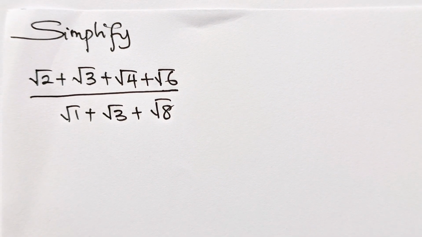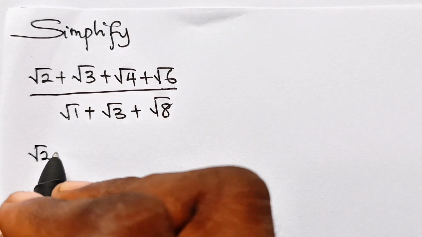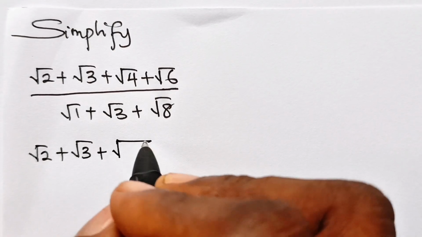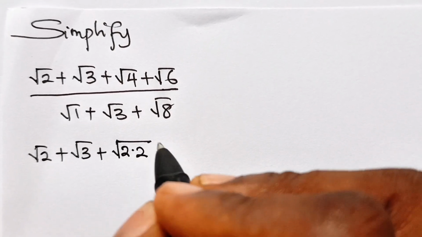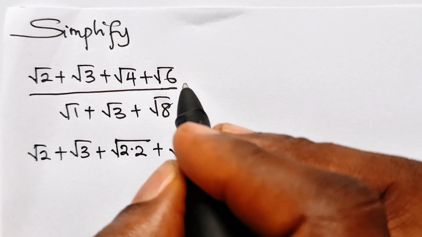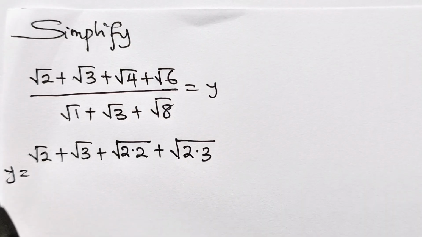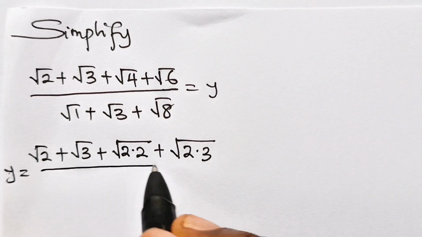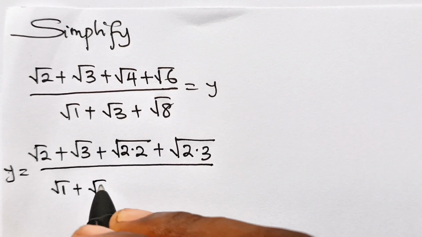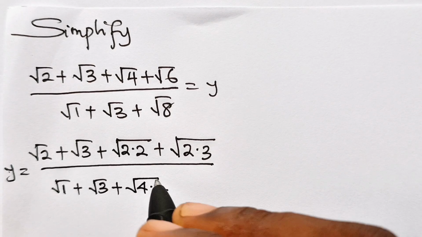So the first thing we need to do is, this is root 2 plus root 3 plus root 4 and 6. Now 4 is 2 multiplied by 2, plus 6 is 2 multiplied by 3. Now let's call this y. So y is equal to the whole of this divided by root 1 plus root 3 plus, now this is the same thing as root 4 multiplied by 2.